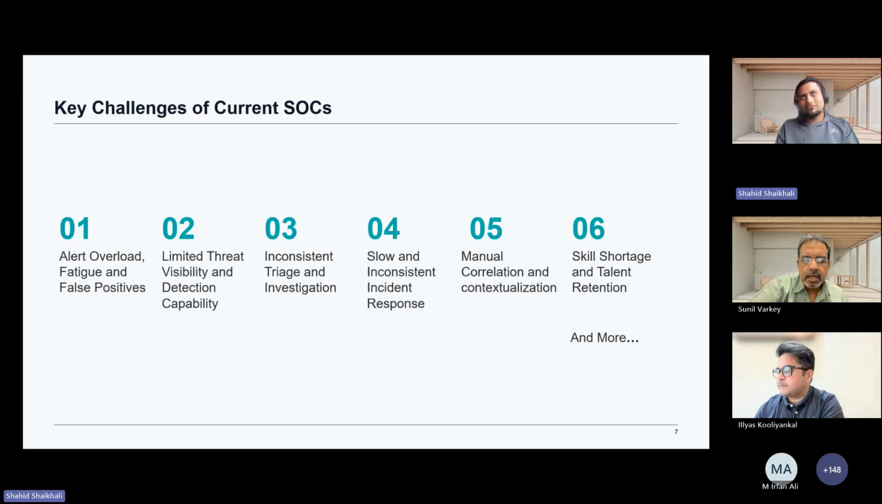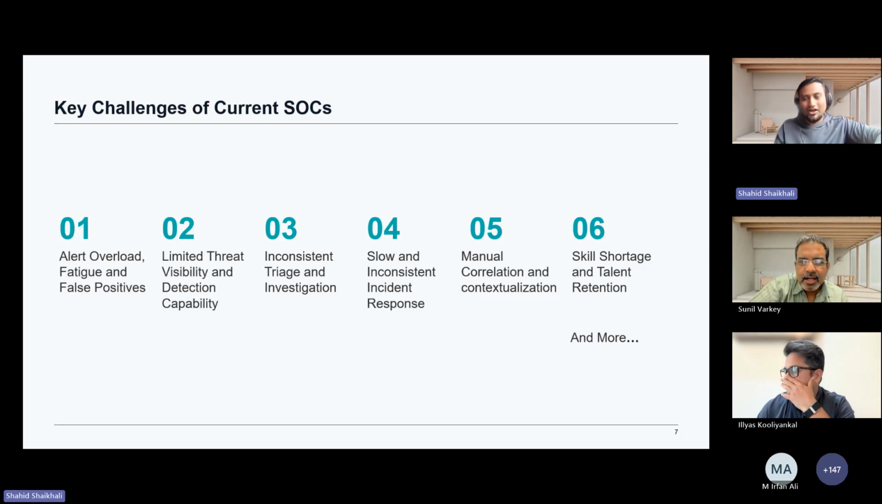Now, these are some of the key challenges of current SOCs. The SOCs today are overwhelmed with alert fatigue, gaps in threat visibility and detection capability, inconsistent triage and investigation, sluggish response times, manual correlation, and shortage of skills. It's a mess right now with chaos and complexity. Now, the million-dollar question: can AI fix all of this?